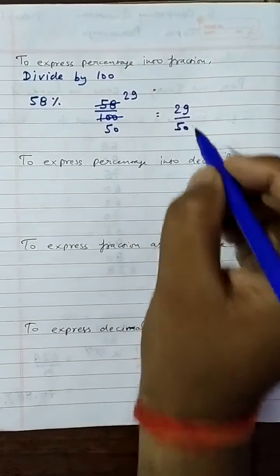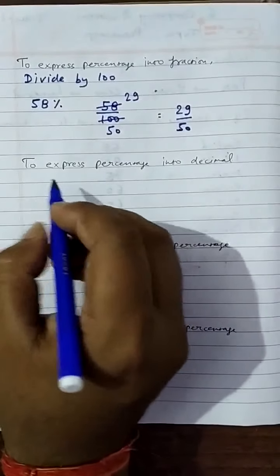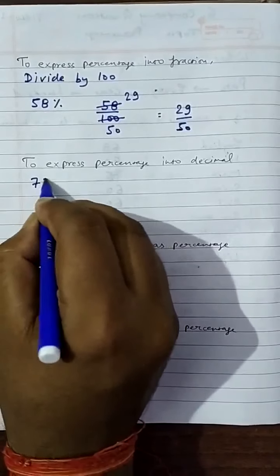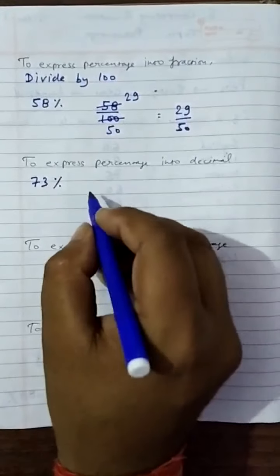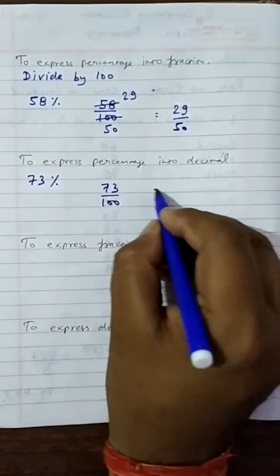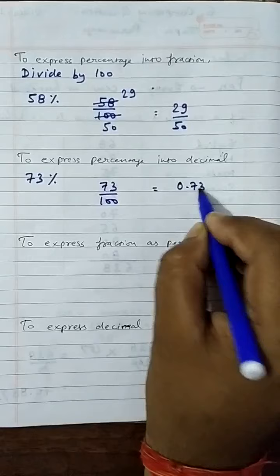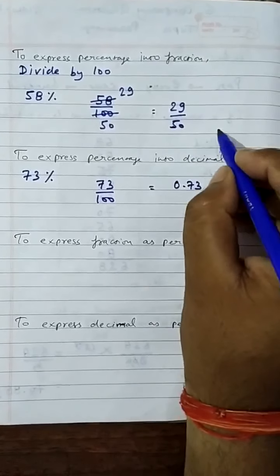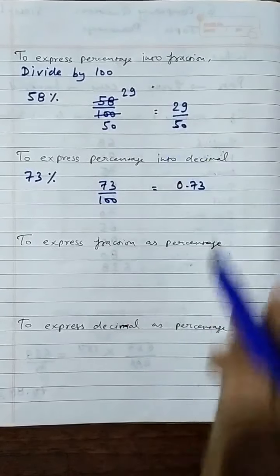Next, to express percentage as a decimal. If I have a question 73%, we have to convert it into decimal. Then it is 73 upon 100. Then it will be directly converted into decimal, 0.73. This can be expressed as a ratio also if you want. This is 29 is to 50.